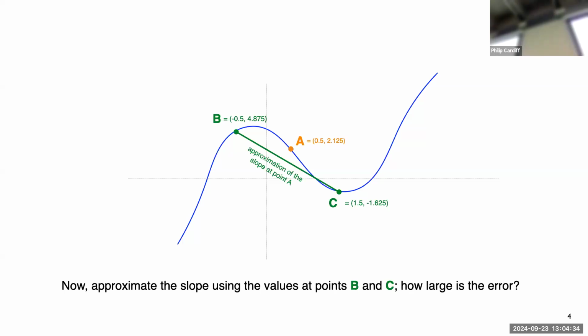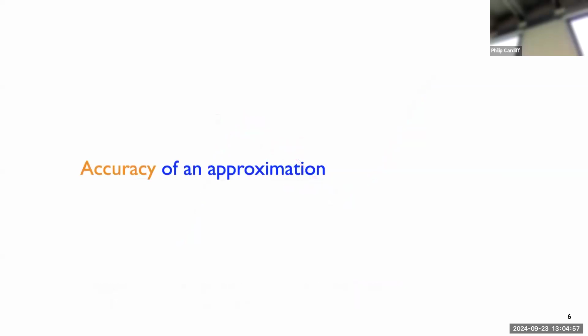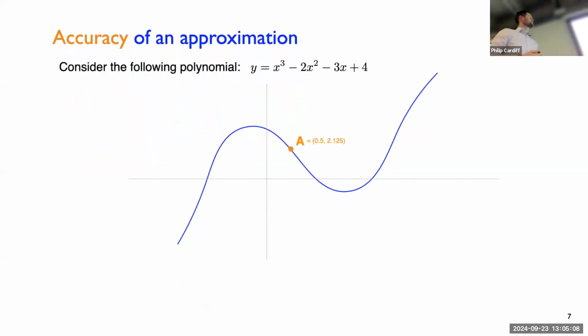So let's imagine I have a point B and a point C that are equidistant from point A. And these are the coordinates here, so this is a minus 0.5, but it doesn't matter. And then imagine if I were to approximate the slope using closer points. So let's do both of those calculations. So if I had the further away points and the closer points, what happens to the error? So first, let's talk about the accuracy. So not order of accuracy, just the accuracy.